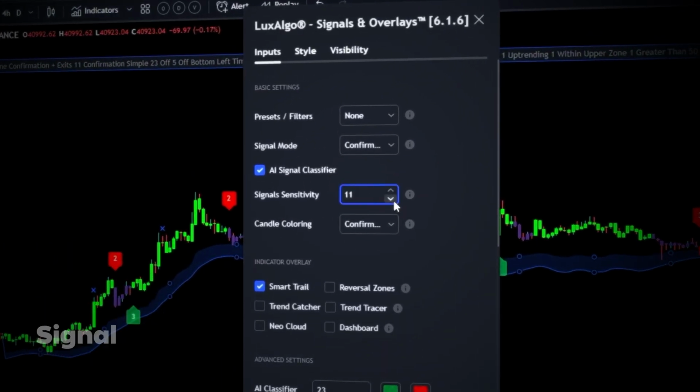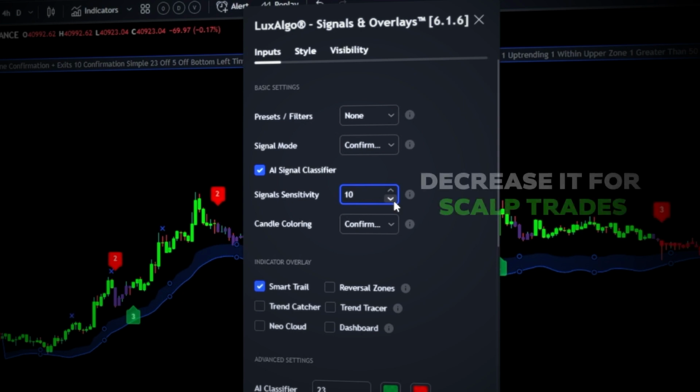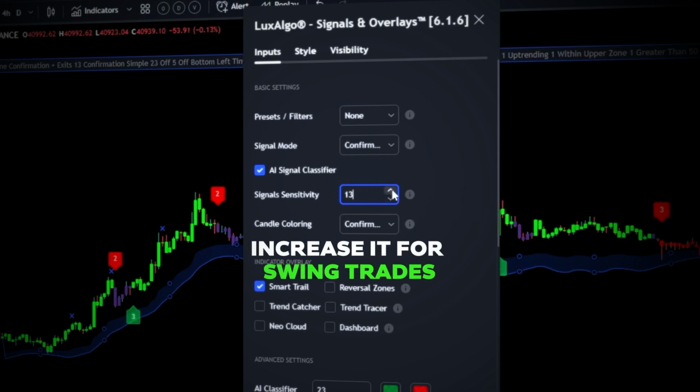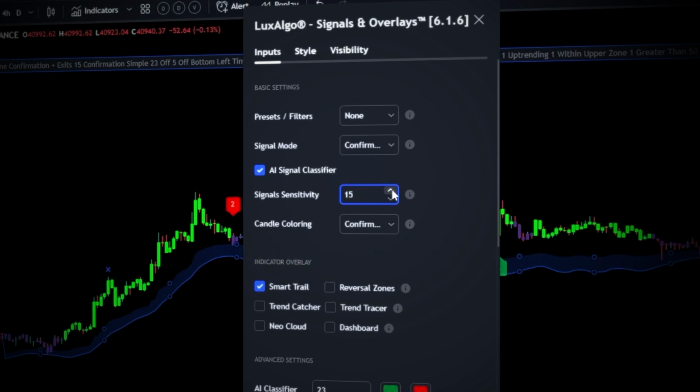By default, it's set to 12. Consider decreasing the sensitivity if you're looking for shorter term trades. If you're looking for bigger gains, then increasing it is the way to go. The downside of adjusting signal settings is that the task needs to be constantly repeated due to ever-changing market conditions.